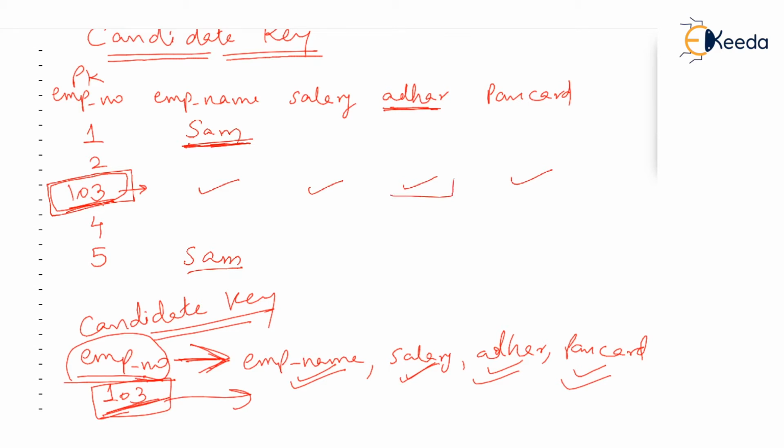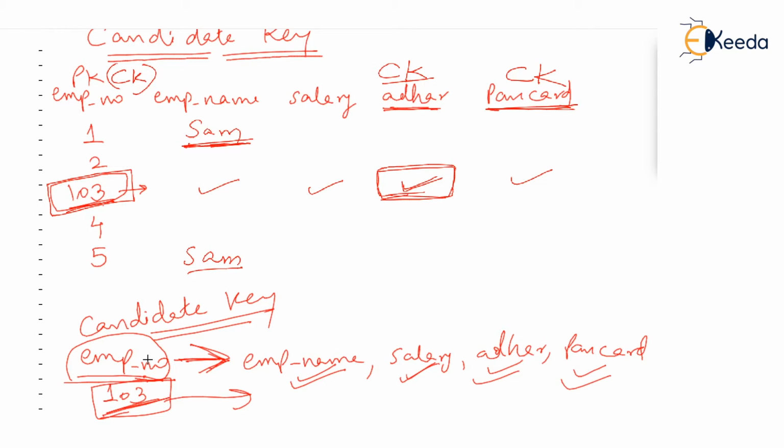And given Aadhaar number of someone, which is also unique, you can determine all other attributes. Then Aadhaar card number is also a candidate key. Why? Because given the Aadhaar card number, you can determine all other attributes of that particular table. What do you say about PAN card? Even PAN card is unique, isn't it? It won't have repeated values. So PAN card is also candidate key. What about employee number? Employee number is unique, so employee number is also candidate key. I hope you are understanding.